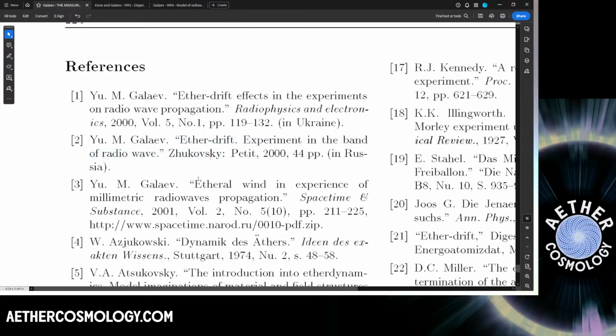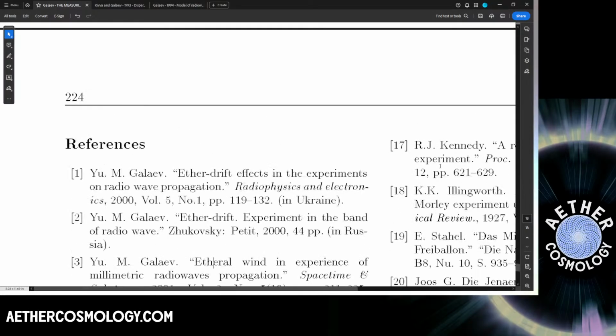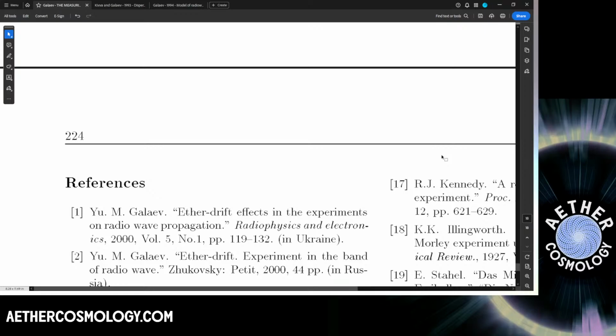He probably talks about this in that book, right? About both of these? Yes, because it's like a summation of both of them. And I only read halfway through the review of this one that we're reading now. Experiment in the band of radio wave. Ether drift effects and experiments in radio waves propagation. Ethereal wind and experience of millimetric radio waves propagation. Because then they get translated, and I can't tell which one's which. I don't know how many synonyms are in this sentence. So yeah, I think it would be nice to get those original papers.